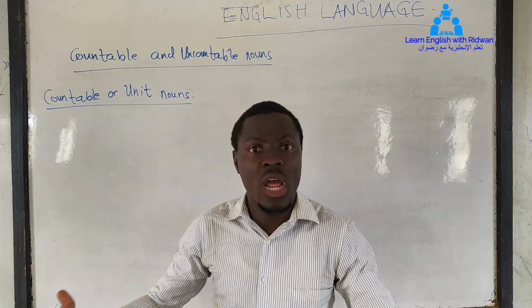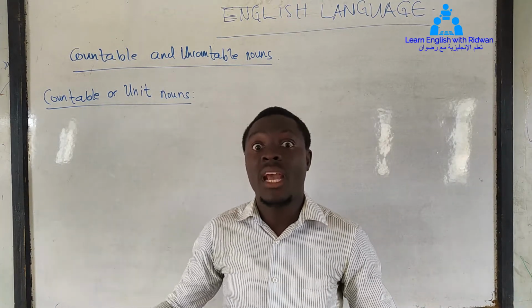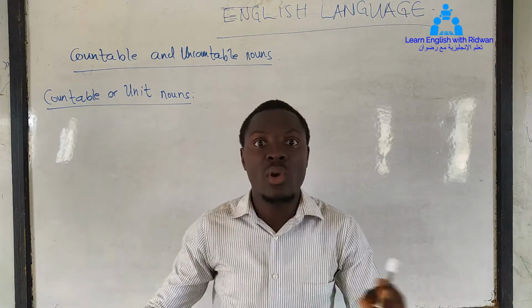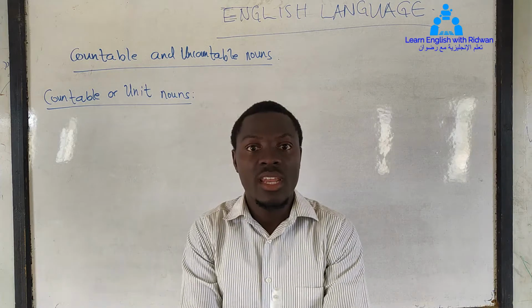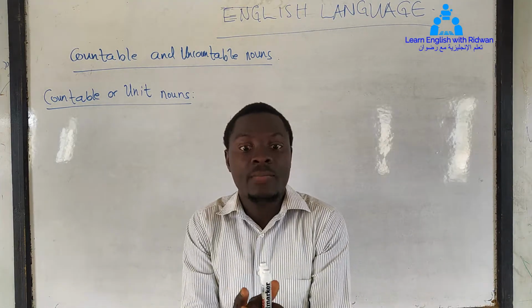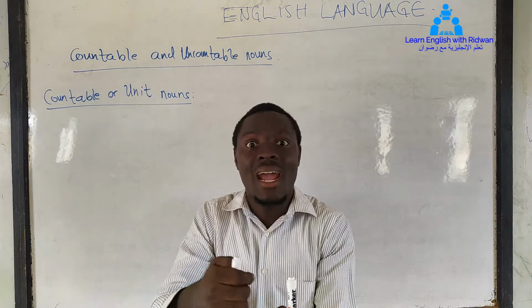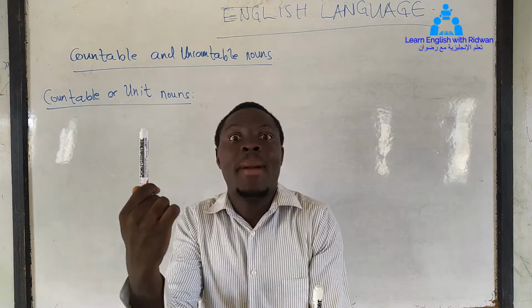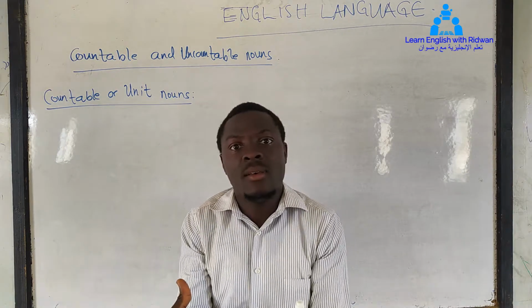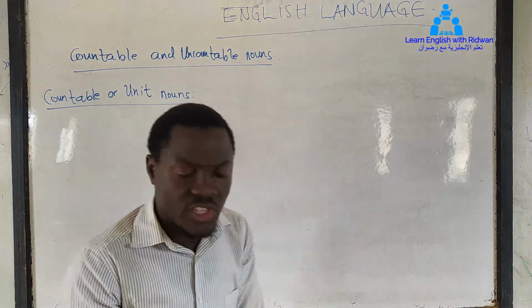Countable nouns are nouns that can be counted, and since they can be counted, they have a what? A singular and a plural form. Just like I showed you in the previous example. If I have a bunch full of markers like this, I can count them, and since I can count them, which means I can say this is a marker, and when they are in a group, I can say markers. Do you understand what I'm saying? So let me just write a definition on the board for you.